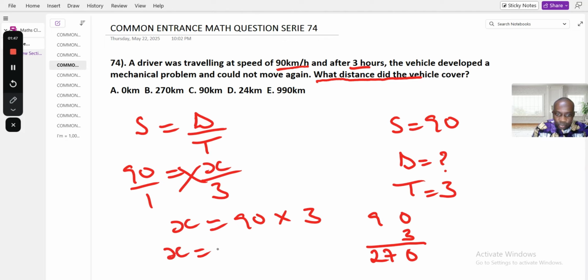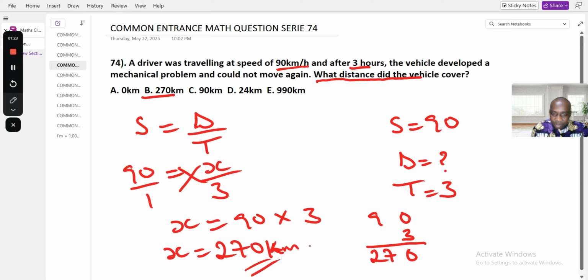Our final answer, x, which is the distance, is 270 kilometers. The vehicle covered 270 kilometers within 3 hours. Do we have 270 kilometers there? Yes. Our answer is B. Let's move to the next question.